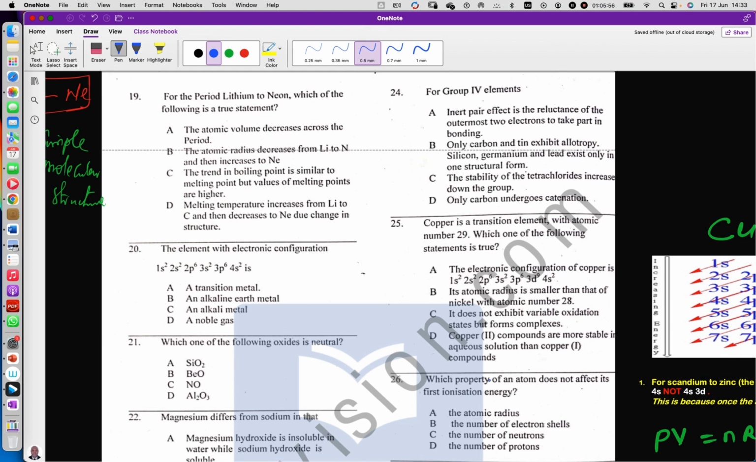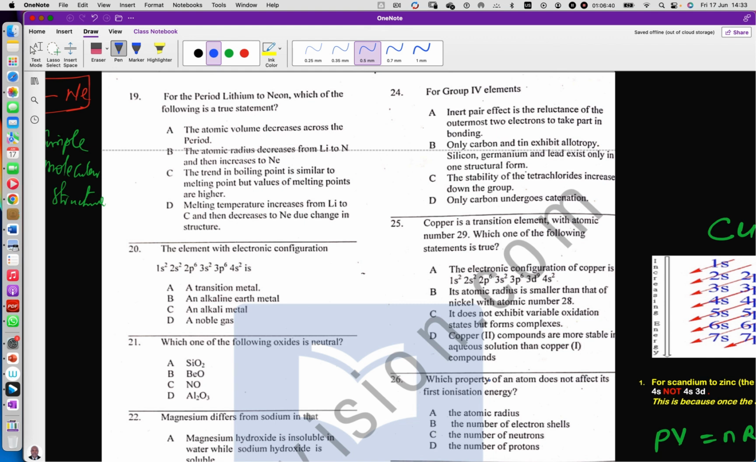A. The atomic volume decreases across the period. Atomic volume cannot decrease across the period. First of all, there's nothing like atomic volume. You can say atomic radius, not atomic volume. Atomic radius instead will be decreasing across the period, because of the increasing number of protons. So A is not the right answer.